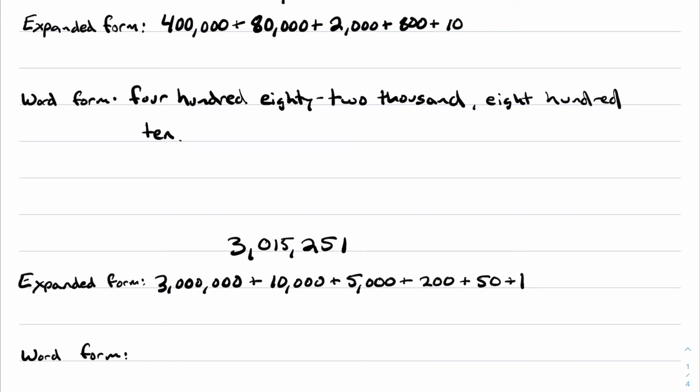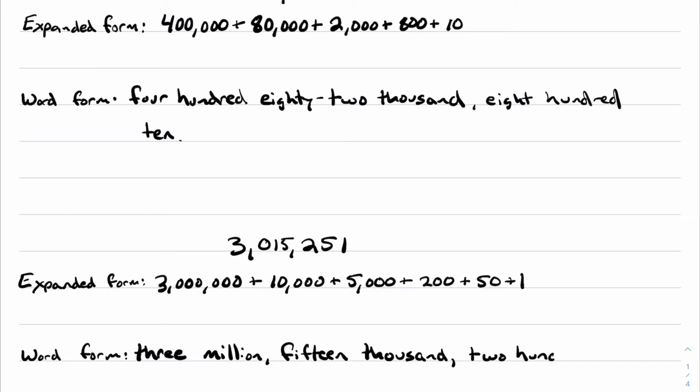Now I'll write it in word form. Again, you just say the number out loud, and that's how you're going to write it. So we have 3,015,251. We're going to write 3, and then get a comma there, 15,000, comma, 200, 51.